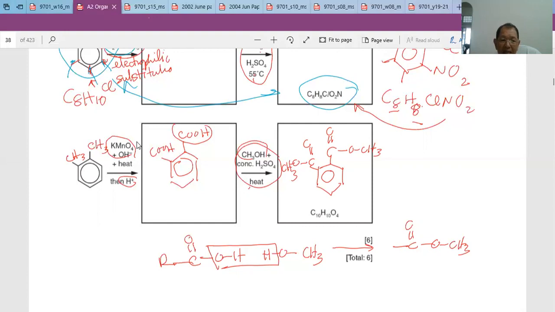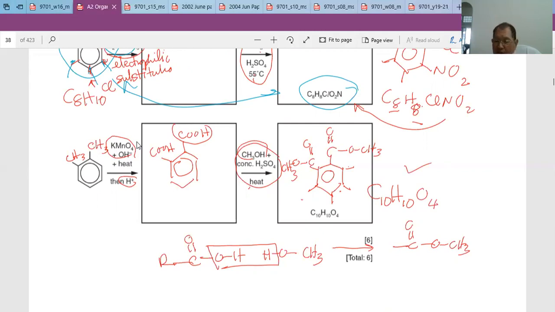Now count. How many carbons here? 10. 6 plus 2 plus 2. C10. How many hydrogens here? 1 hydrogen, 2, 3, 4. 4 plus 6, how much? 10. H10. How many oxygen here? 1, 2, 3, 4. Voila, correct. Now this is how we should tackle the whole thing.